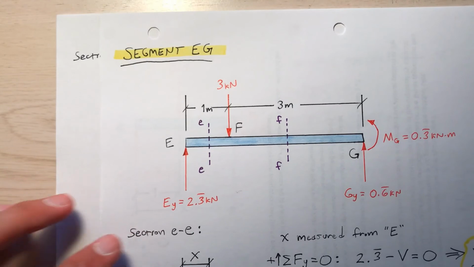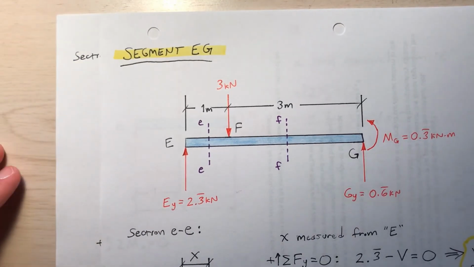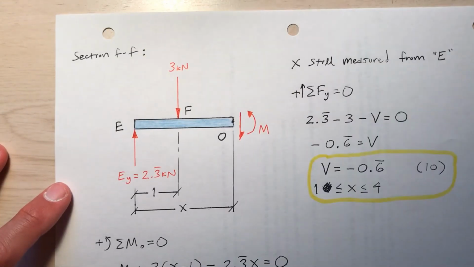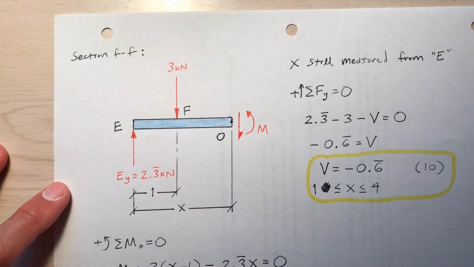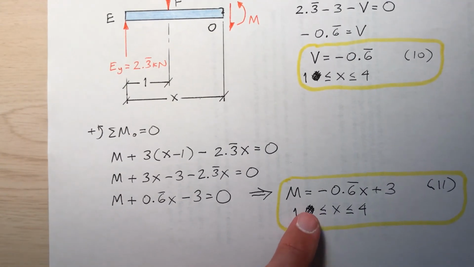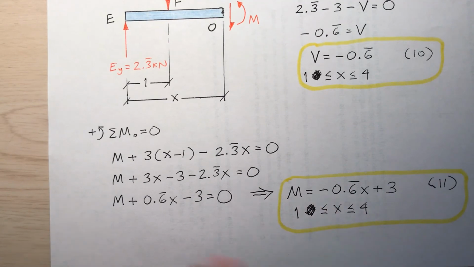Let me show you this illustration. Here x is 1, over here x is 4. And notice that the reaction at G is 6/10 kilonewtons. Okay, so in magnitude it agrees with this 6/10. And then in terms of the moment, I made a mistake here. Again I ran out of ink eradicator, so this is for x between 1 and 4.